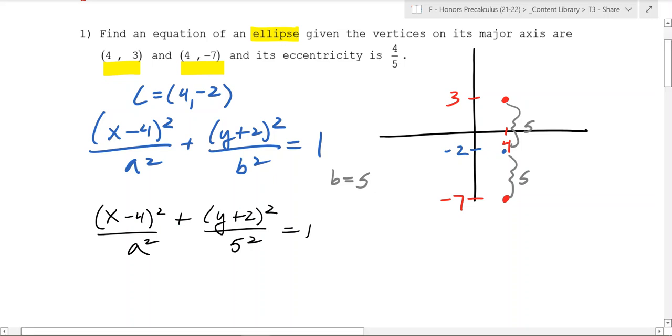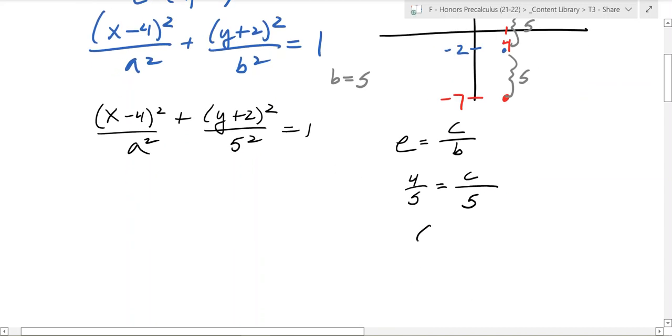Well, the first thing we know is that the eccentricity is equal to c over b. And we know that b is equal to 5, and we know the eccentricity is 4/5. So 4/5 is going to be c over 5. That tells us that c is equal to 4. That's nice.